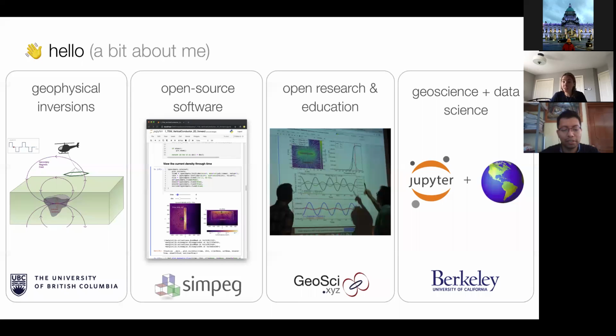I'm currently at UC Berkeley, connected with the Jupyter team, working on data science in the earth sciences. And as Guillaume kindly mentioned, I will be heading back to UBC as an assistant professor next summer, continuing in a lot of the same research directions.